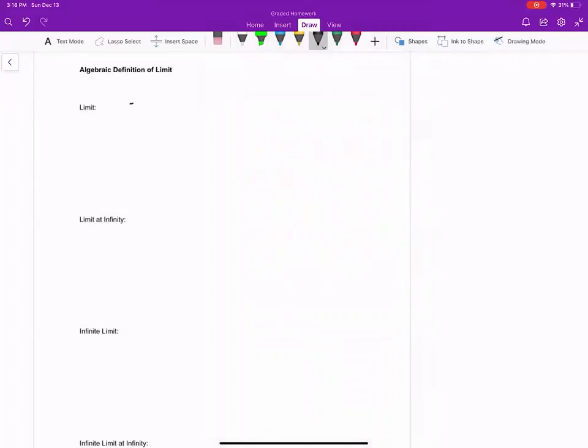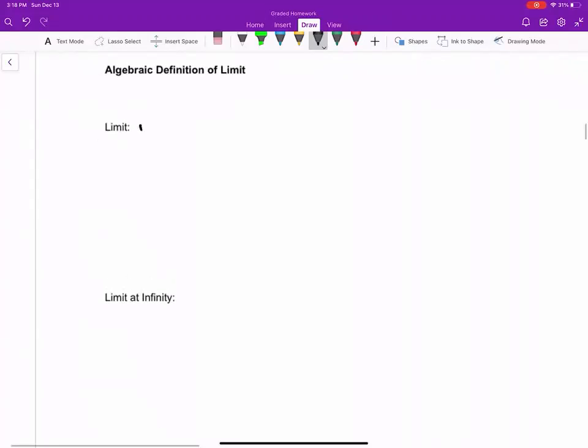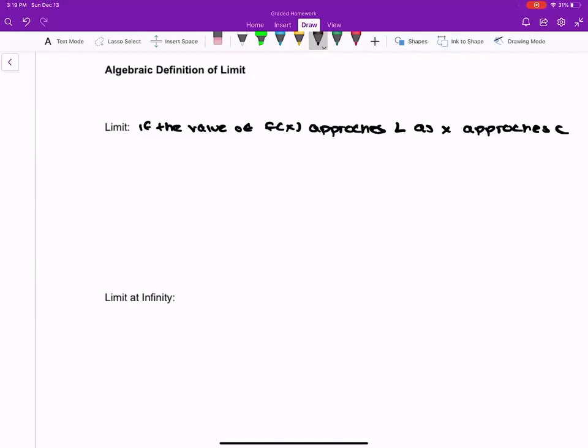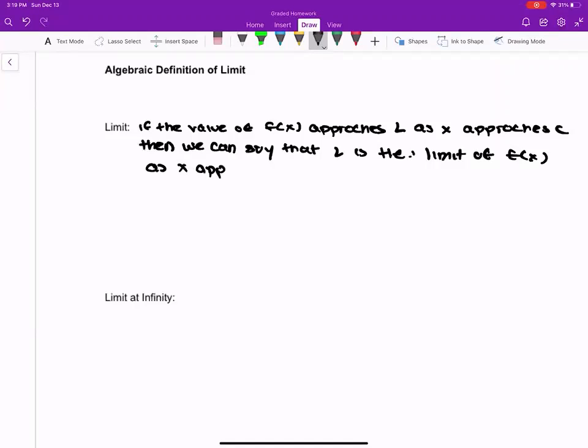So for a limit, if the value f of x approaches L as x approaches C, then we can say that L is the limit of f of x as x approaches C. So this is equivalent to writing limit of f of x as x approaches C is equal to L.